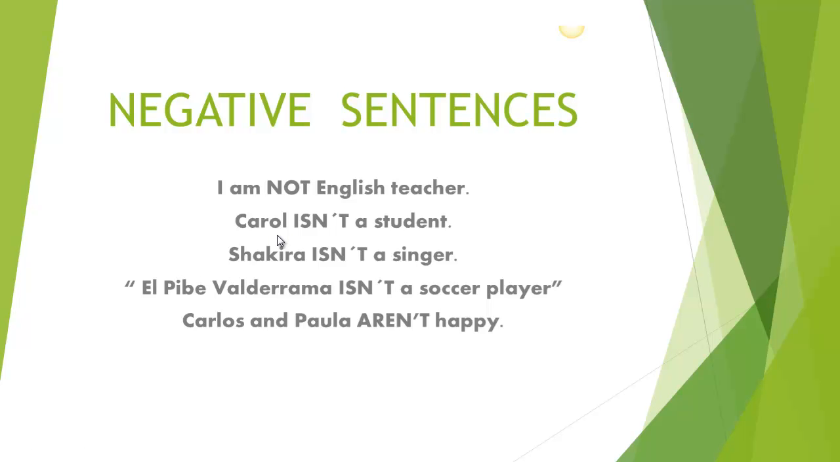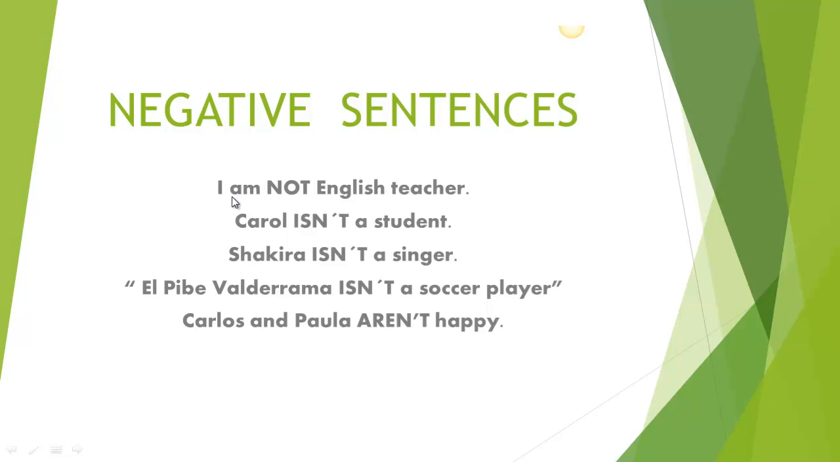Now we're going to see the negative form. So, to form the negative in English, what you do is that you write the word not. Okay, in the case of the first pronoun, am, I say I am not. Then for the pronouns that use is, we have isn't, and for the others that use are, we have aren't. So we're going to check how it goes.